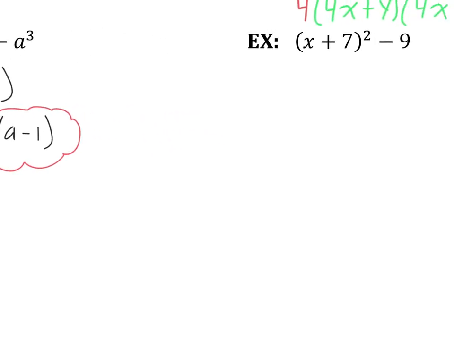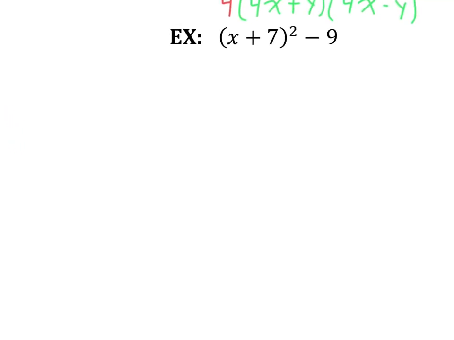I want you to go ahead and see if you can factor x plus 7 squared minus 9. So what we should notice is this quantity right here is being raised to the second power, so that's a perfect square. Right? And what about 9? Is 9 a perfect square? Hopefully you say, yes, it is. So we can go ahead and rewrite this as x plus 7 squared minus 3 squared.